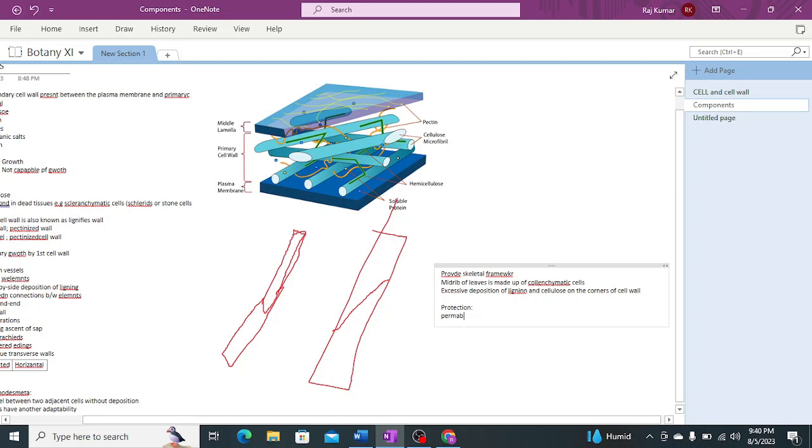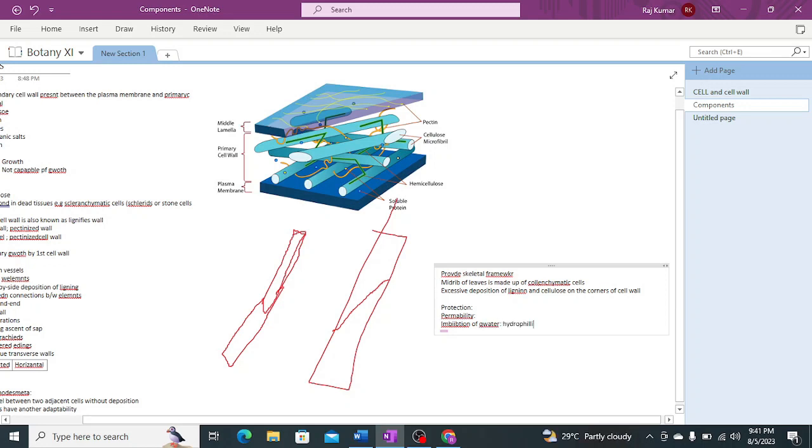After which, we are having permeability. It allows the permeability of material, so that material is allowed to be moved inside the cell through diffusion, as well as it is also responsible for imbibition of water. How is it responsible for imbibition of water? That is because the cell wall is hydrophilic in nature.